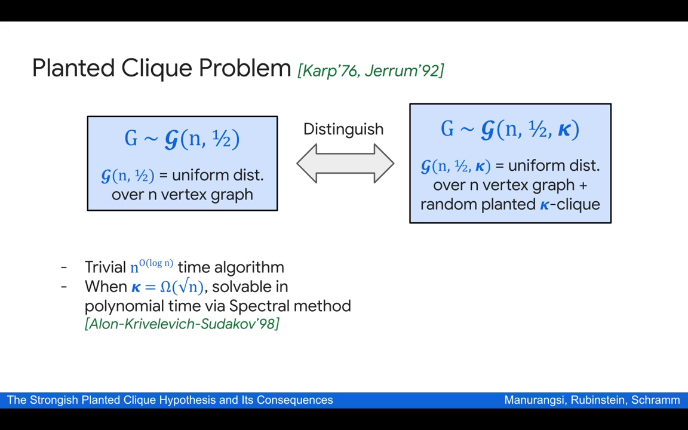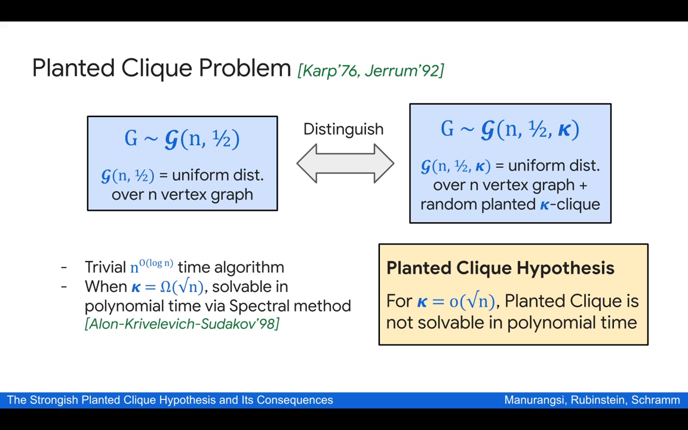Furthermore, when kappa is too large, specifically if kappa is at least the order of square root n, it's also known that the problem can be solved in polynomial time. However, below this threshold of square root n, it is not known whether the problem is solvable in polynomial time. And many researchers in fact believe that when k is little of square root n, planted clique cannot be solved in polynomial time. And this is formalized in the so-called planted clique hypothesis.